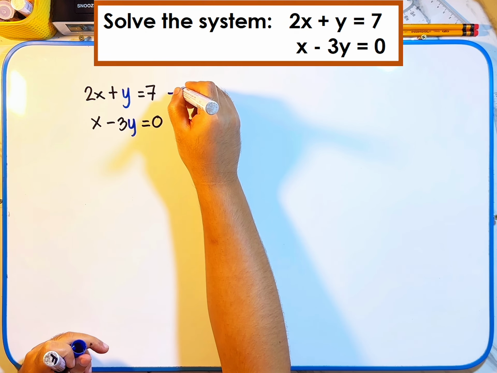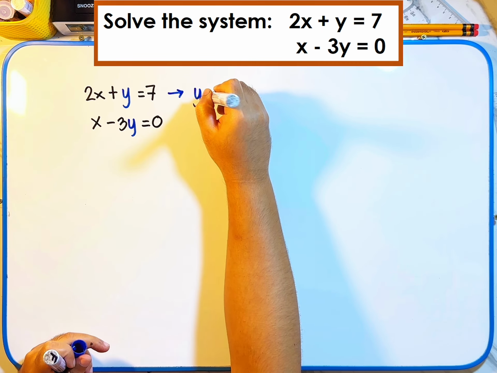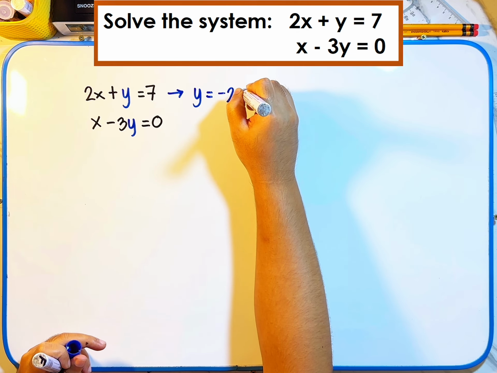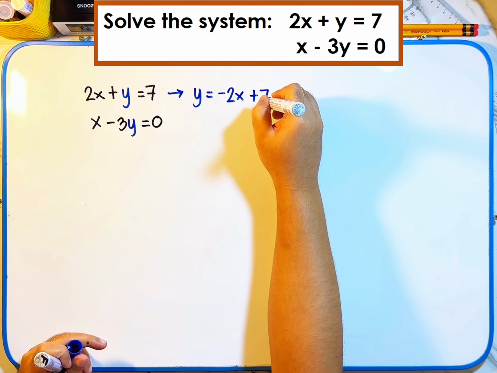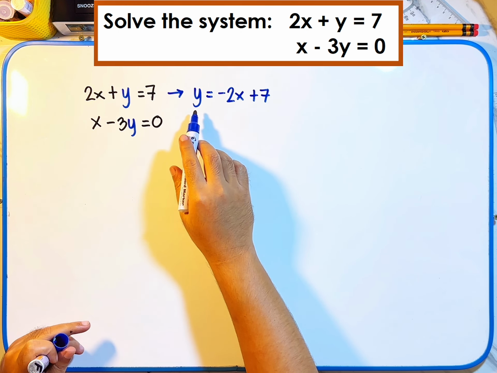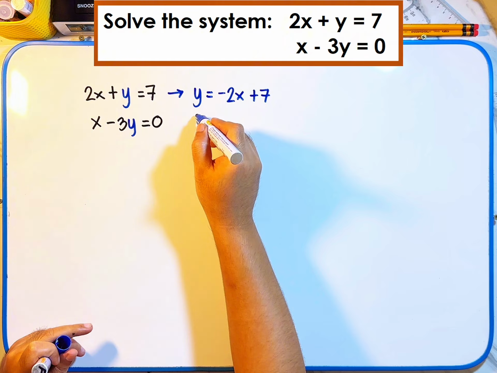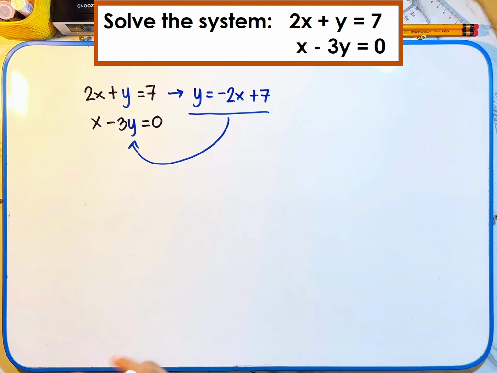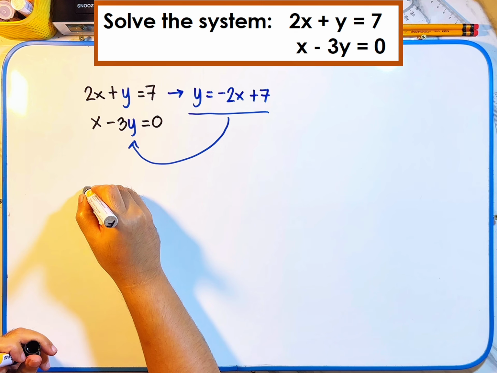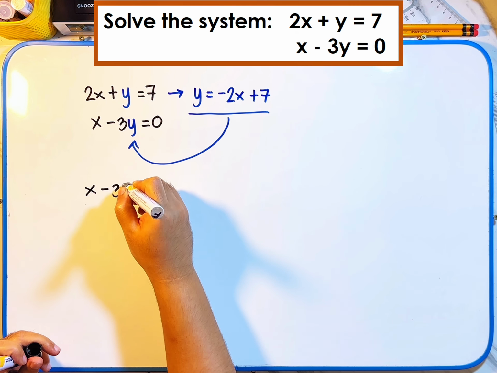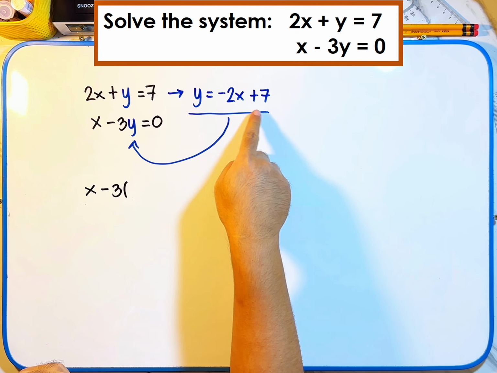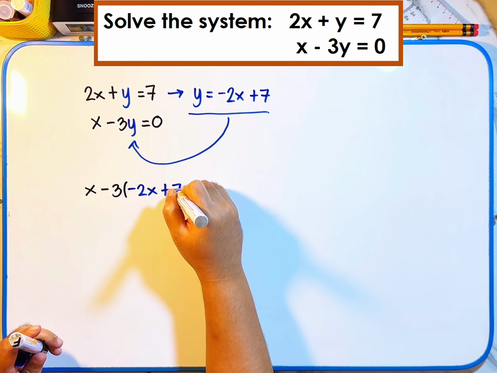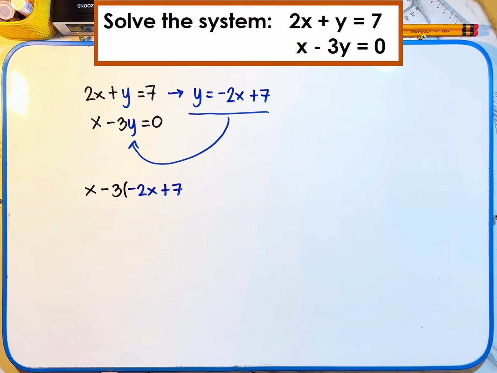Therefore, this becomes y is equal to transpose 2x to the other side and make it negative. So negative 2x and then plus 7. And the goal here is we will substitute this y, since it is already isolated, into the y variable of the other equation below. Let us do that. x minus 3 times y, and y is equal to negative 2x plus 7. Negative 2x plus 7. And just like that, we already used the substitution method.